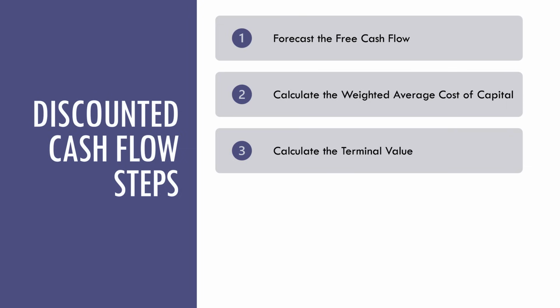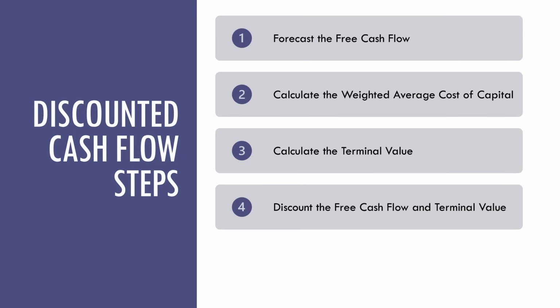The third step is to calculate the terminal value. See, after the forecasted period of say 5 to 10 years, the company doesn't just disintegrate after that, right? There's usually a life after that and it keeps on going and keeps on selling. So that means that after that forecasted period, you need to assume a value for it. That's what's known as the terminal value. So it's the value of the company after the forecasted period.